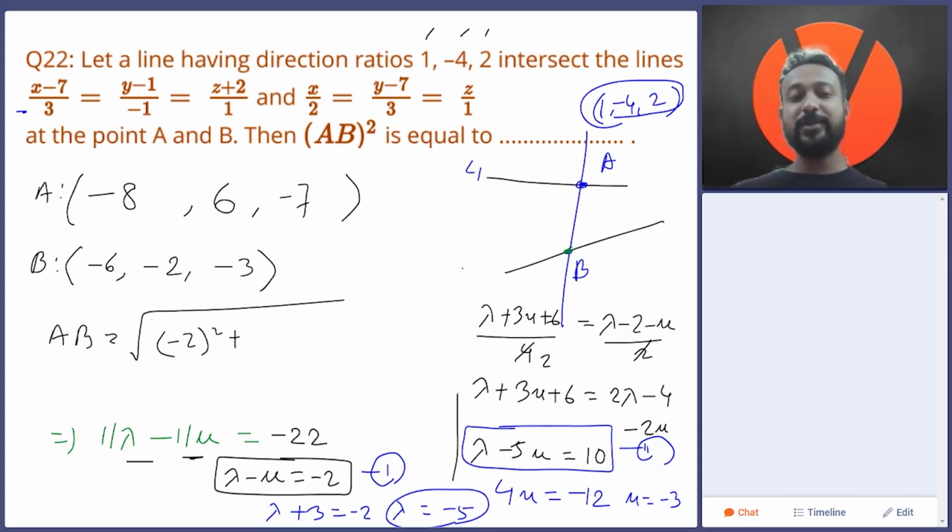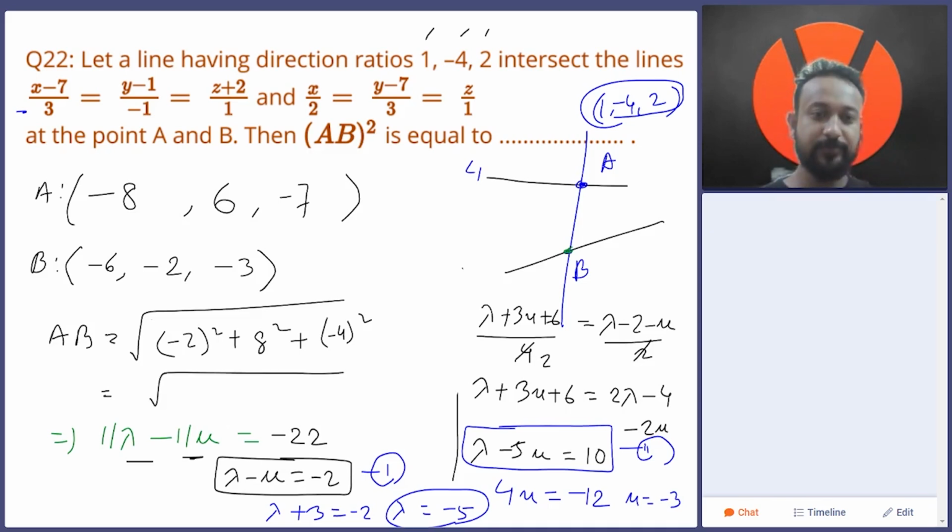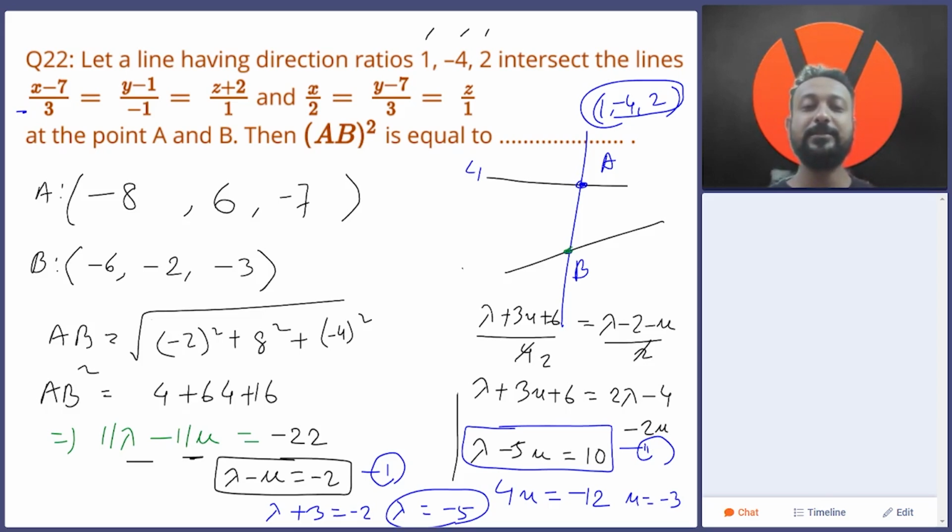6 minus 2 is 8 whole square, plus how much? Minus 7 minus 3 should be how much? Minus 4 whole square. Is it correct? I think so. Yes. 6 minus 2 is 8 whole square plus minus 7 minus 3 is minus 4 whole square. So I think it's coming out to be under root. Okay, we're finding AB square, so we can take out that root. 4 plus 64 plus 16. How much? Is it 84?